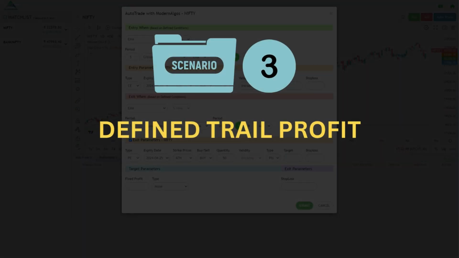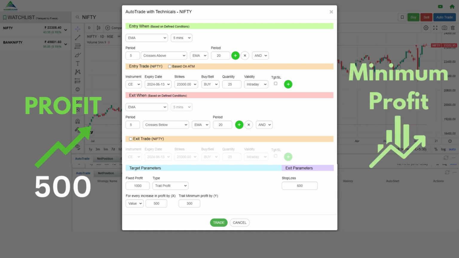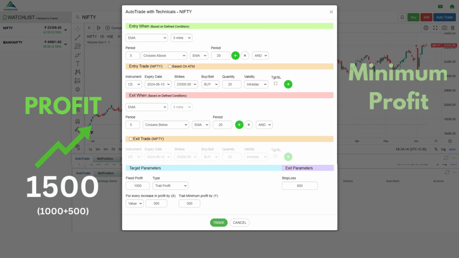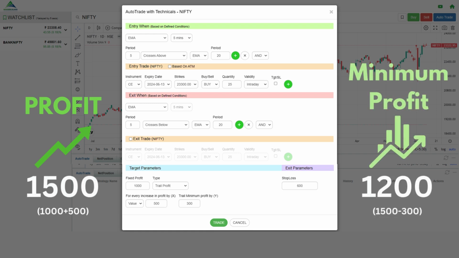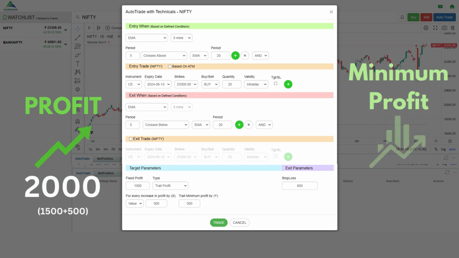Scenario 3. Defined trail profit. Here, say you set a fixed profit of 1000 rupees with X as 500, Y as 300 and a stop loss of 600. For every increase in profit by 500 rupees, the minimum profit will trail by 300 rupees. For instance, when the profit reaches 1500 rupees, 1000 plus 500, the minimum profit will trail to 1200 rupees, that is 1500 minus 300. If the profit reaches 2000 rupees, the minimum profit will trail to 1700 rupees, that is 2000 minus 300.